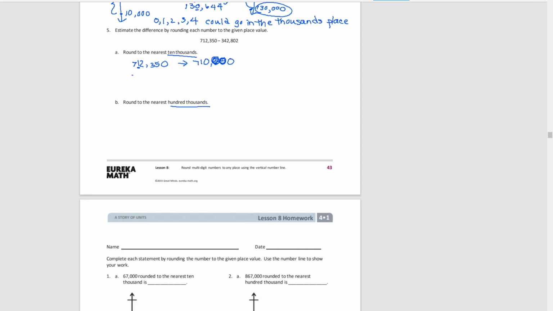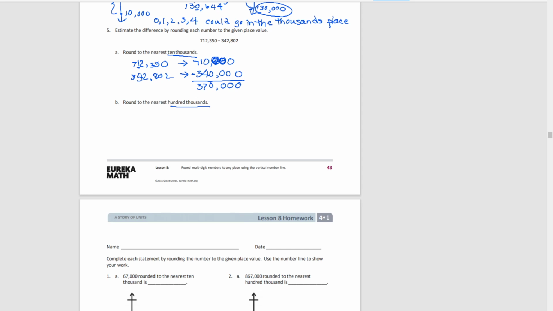The second number is 342,802. And again, I'm looking at the 10,000s. So I have 4 10,000s. So at the low end, it would be 40,000. One more 10,000 would be 50,000. 42,000 is closer to 40,000 than to 50,000. So I'm going to keep this at 40,000. So it would be 340,000. So when I do my subtraction, my estimate would be 370,000 as my estimated difference.